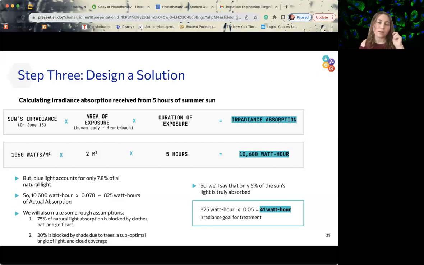So we want to target an absorption of 10,600 watt hours, okay? However, we only want blue light, right? So now we've got to multiply that by 7.8%, okay? So the actual absorption that we want to target for our patient is 825 watt hours. However, in addition, you have to think about, okay, when the patient is playing golf, they're probably blocked by clothes. It's summer, it's hot. They might be under a shade tree, chilling for a little bit, trying to cool off. So we're going to assume from that value specifically that only 5% of the light is actually truly absorbed. So your radiance goal for the treatment is actually going to be 41 watt hours. Okay, so that's the target goal we want to reach.